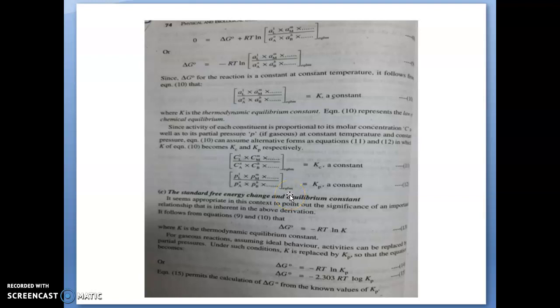From equations 9 and 10, we can write delta G0 is equal to minus RT ln K. If it is in the gaseous state, then it is minus RT ln Kp, which is equal to minus 2.303 RT log Kp. So if we know the value of Kp, we can calculate the delta G0 of the reaction.